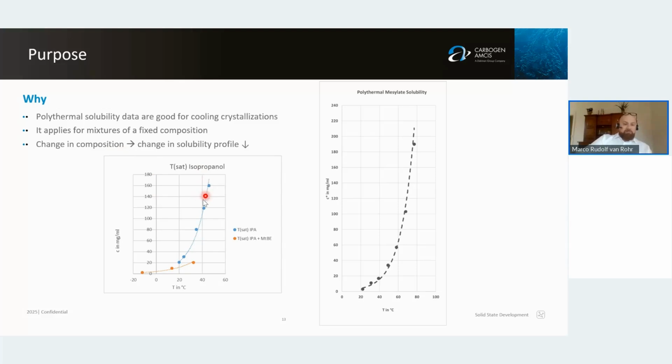This is a real case where we had something in IPA, quite a nice steep solubility profile, good for cooling crystallization. But as soon as we started adding TBME, it got very flat.